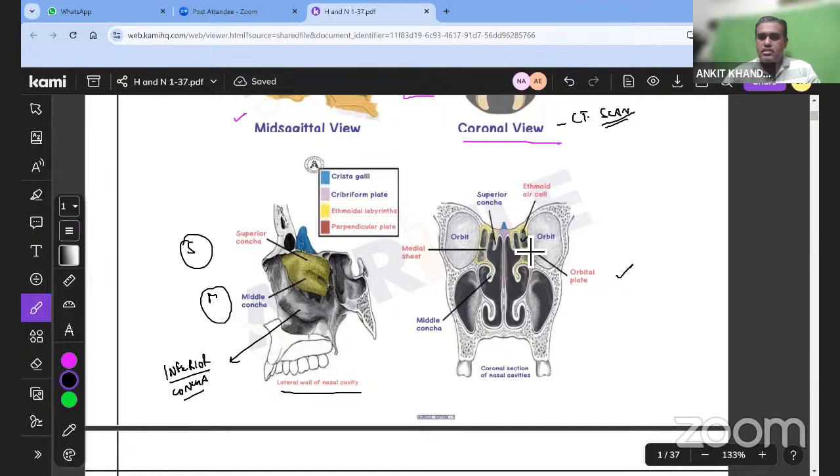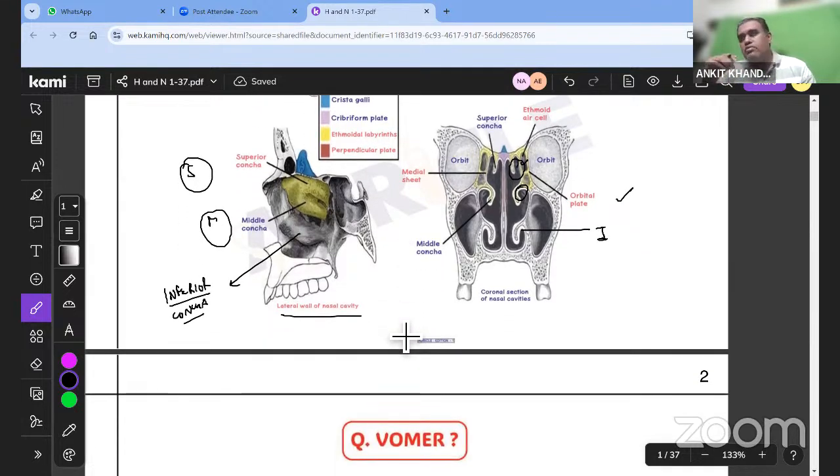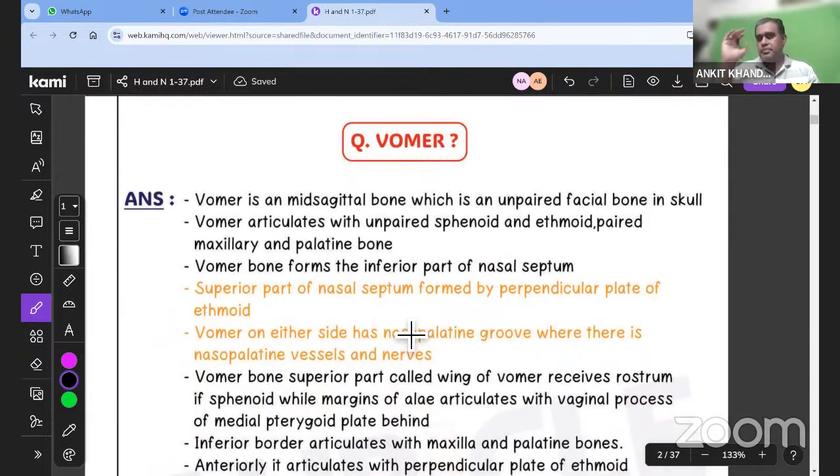Okay, so these are the conchae: superior over here, middle over here, and this is the I for inferior. So I hope the ethmoid bone location is clear to you, right? That is very important. At MBBS level, or even if you're preparing for PG exams, at least you should know where exactly the ethmoid bone is and what the various conchae over here are.